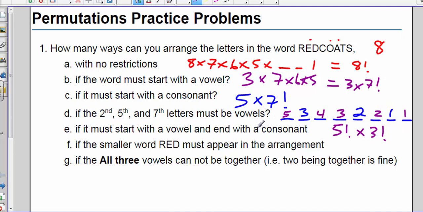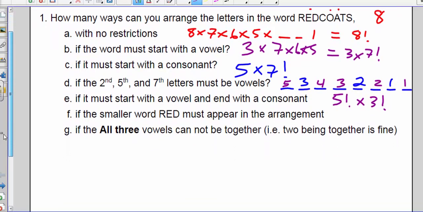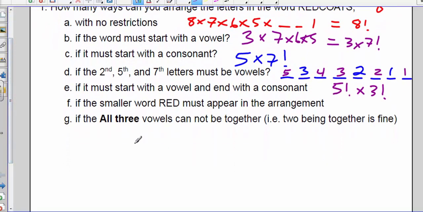If it must start with a vowel and end with a consonant, okay, so it's again the same sort of logic that I'm going through with these other ones. Starting with a vowel means I'm going to have 3 possibilities for that first letter. I'm going to have 5 possibilities for the final letter. And then once I've established those 2 values, I have 6 letters that remain. And then I have 5, 4, and I'm going to run out of room. And I'm not writing very neatly either.